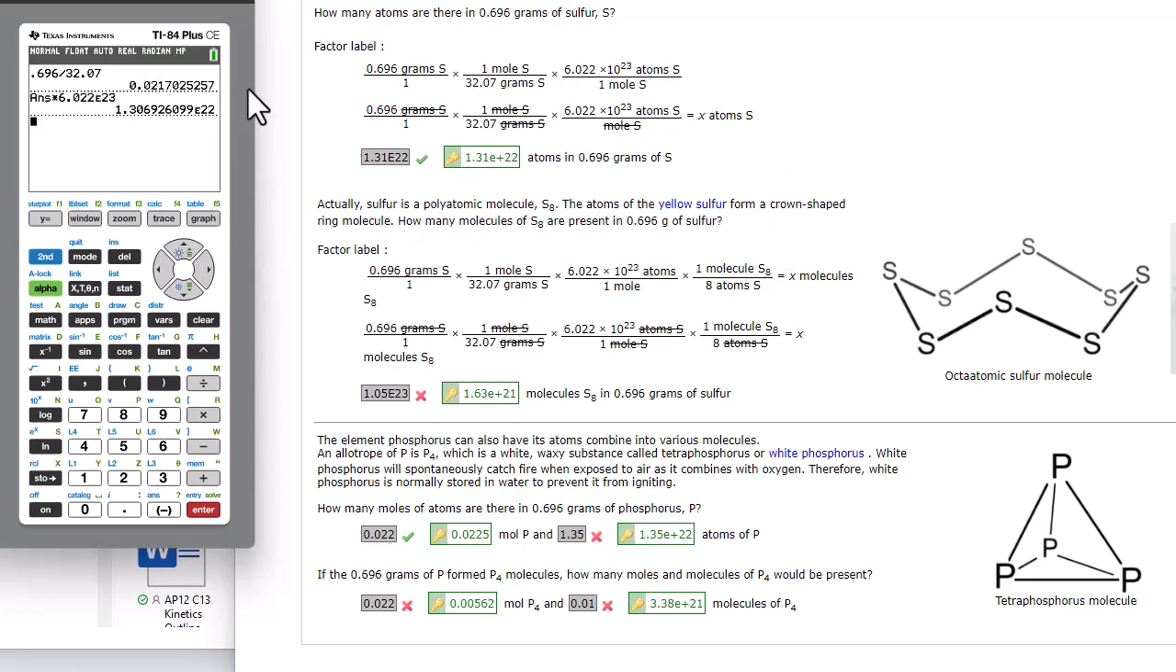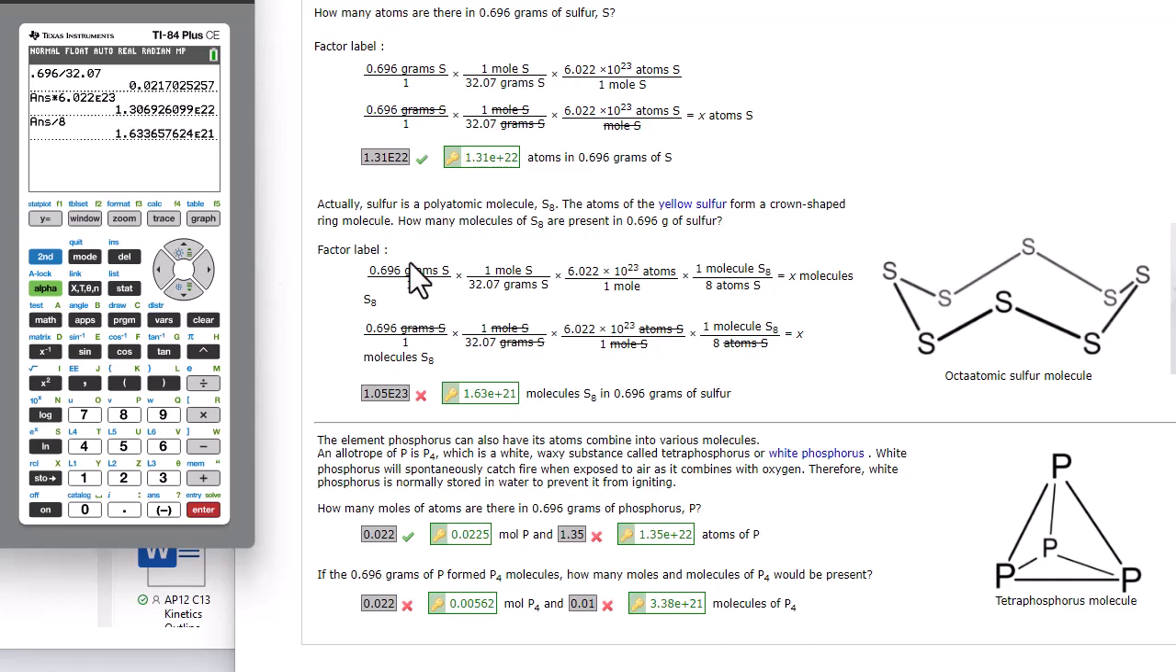Now, if you wanted to then find out how many S8 molecules, because these are the individual atoms, and sulfur really forms a molecule. It forms this beautiful ring. And so if we want to count the rings, the S8s, we would then take our answer and divide by 8 and get a smaller number. Okay, think of this, 13 divided by 8, we're going to get a slightly smaller number. 1.6 times 10 to the 21. Again, a huge number of little rings that make up that yellow powder that we have 1/4 of a teaspoon of.